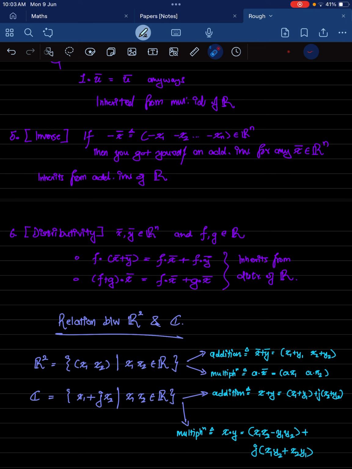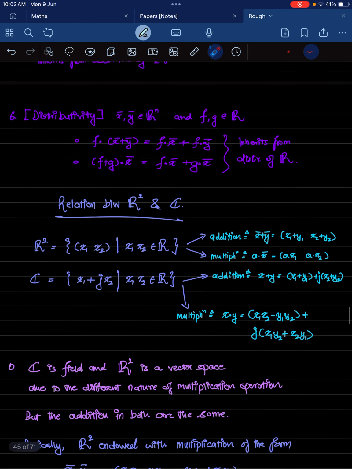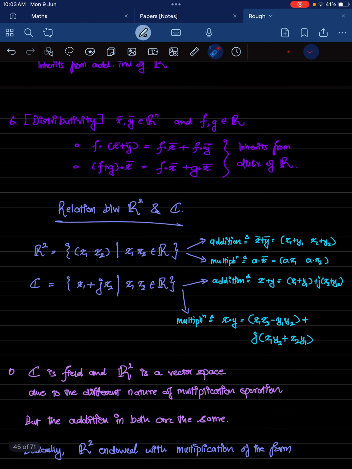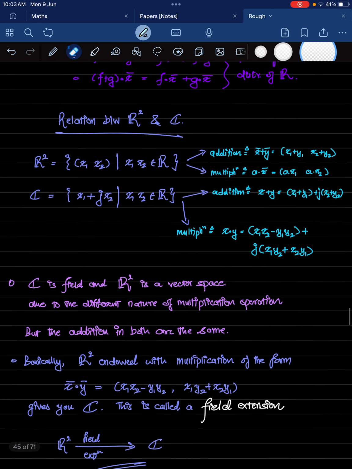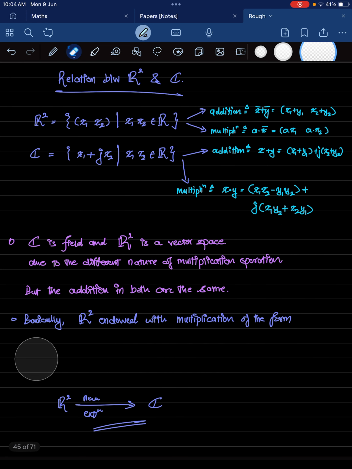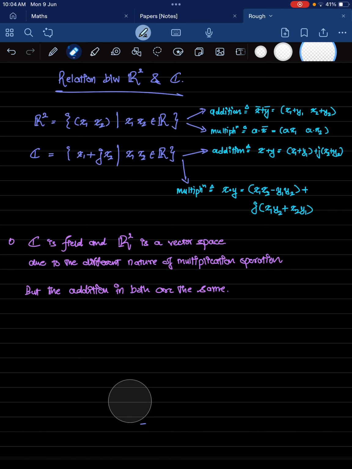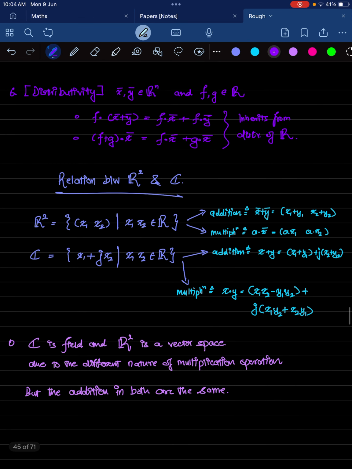Now distributivity, again it also inherits from the distributivity of the real numbers. It's not that big of a thing. Okay, right, over here is something I have to erase. This stuff is wrong, but the rest of it is right.